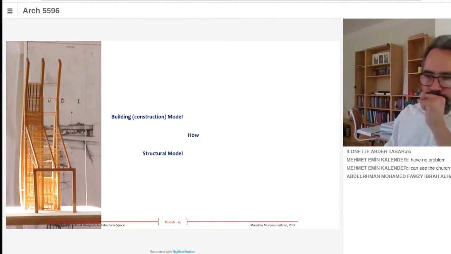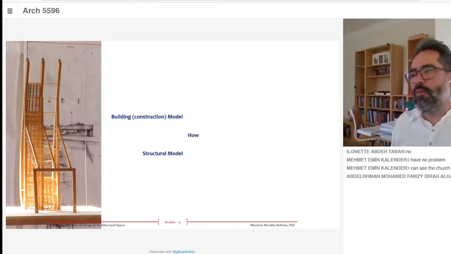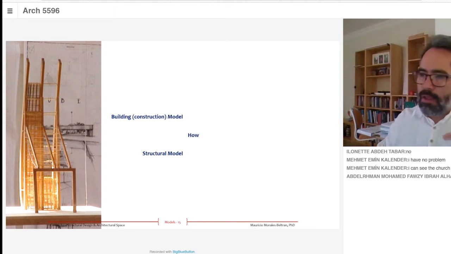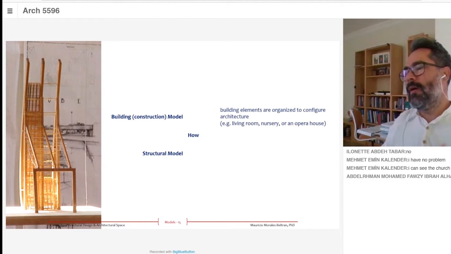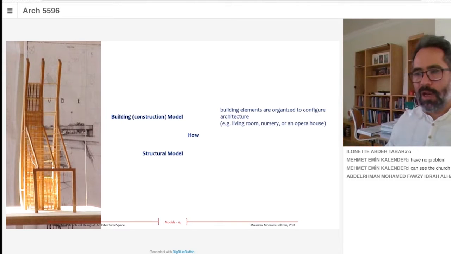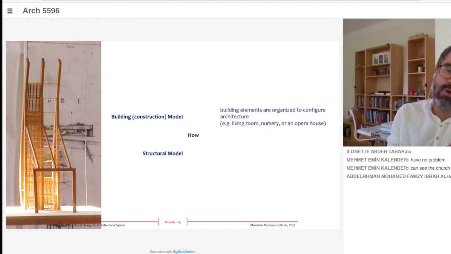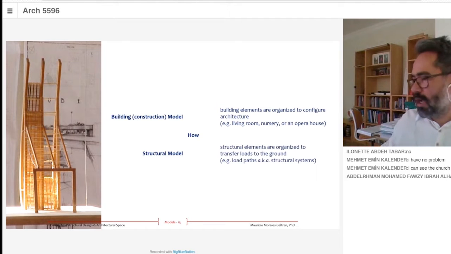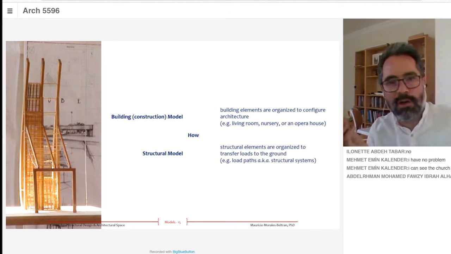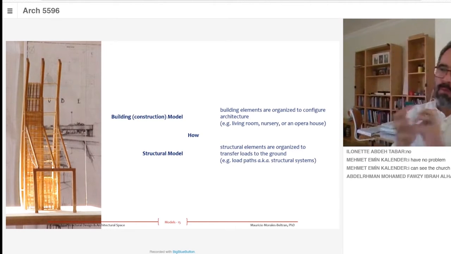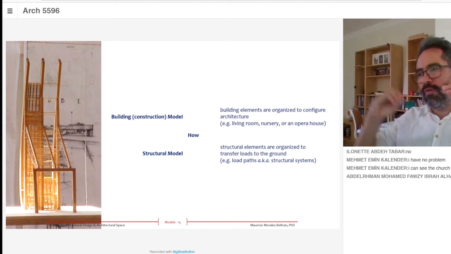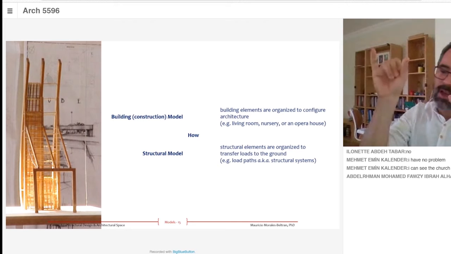So then after that, I started to think that actually there were two types of models. One type of model is a building construction model, and the other one is a structural model. The difference is a building construction model is going to explain how building elements are organized to configure architecture, whereas a structural model is explaining how structural elements are organized in a way that they can transfer loads. So both of them are systems because they are composed of elements, but these elements are different in nature and they are organized with a different purpose.